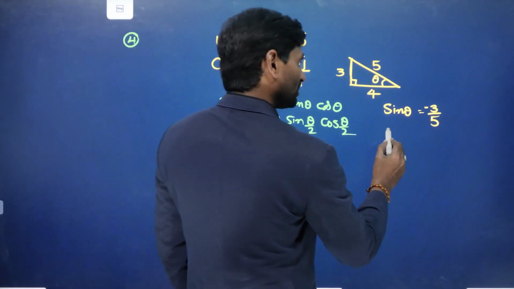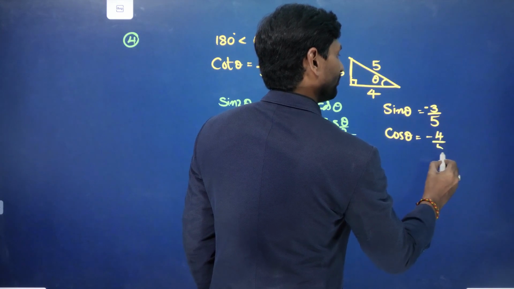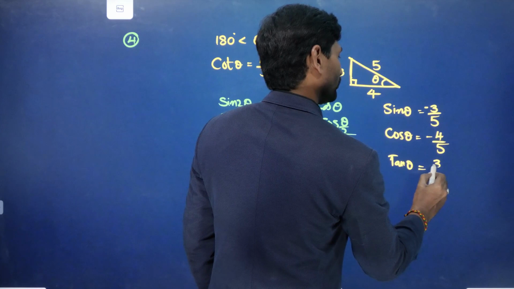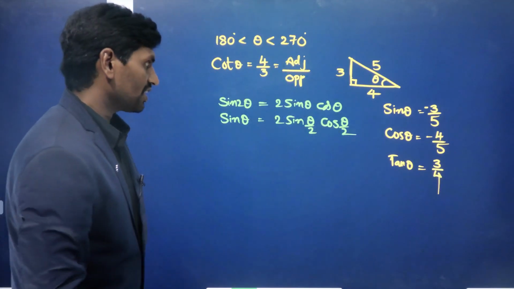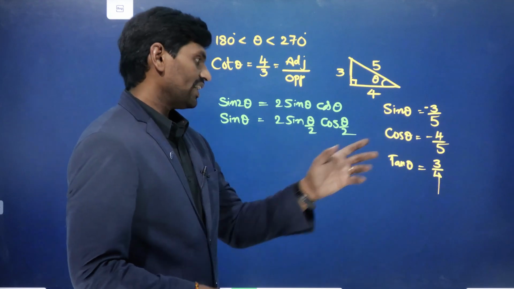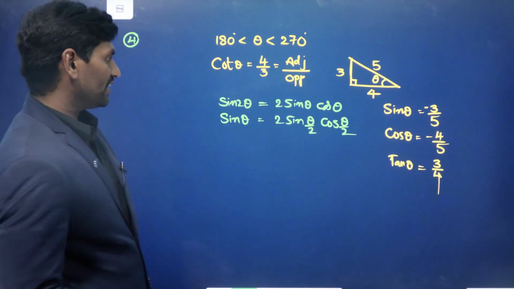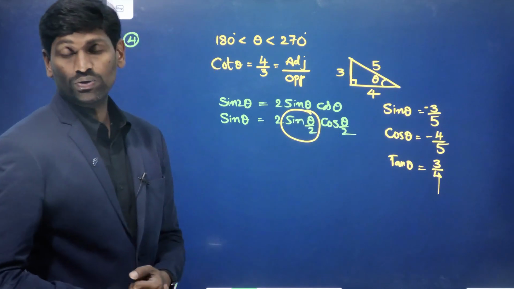Same way, cos theta value is minus 4 by 5. But tan theta value will be 3 by 4. Sin and cos are negative in the third quadrant, but tan is positive in the third quadrant. Now we have to find sin theta by 2. If you find sin theta by 2, we should get cos theta by 2 also.